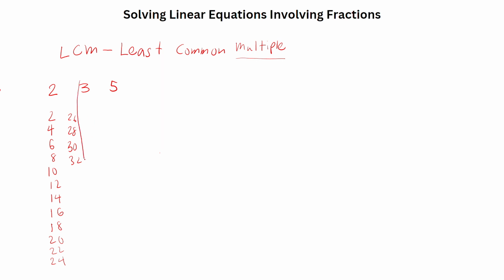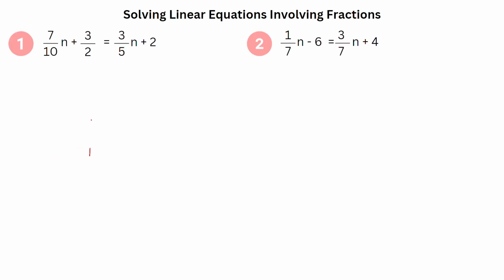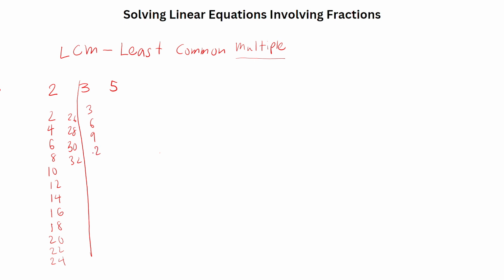Now, we go with 3. What are the multiples of 3? We have 3, 6, 9, 12, 15, 18, 21, 24, 27, 30, 33, 36. And then for 5, your very favorite number, we have 5, 10, 15, 20, 25, 30, 35, 40.